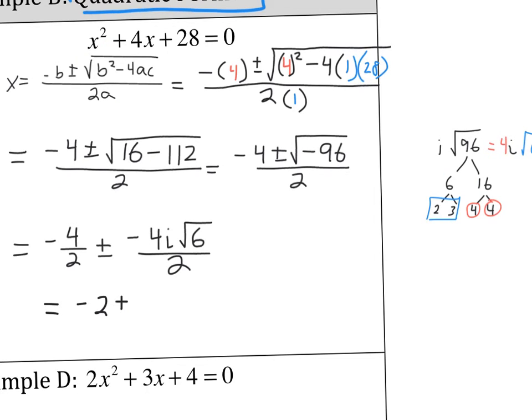4 divided by 2 is 2, and I keep the negative in the front. And the same thing applies here. This 4 and this 2 reduce. So I get plus or minus 2i radical 6 over 1. And there's a small mistake here. This negative was never there to begin with, so I'm just crossing it out because it was a mistake earlier.